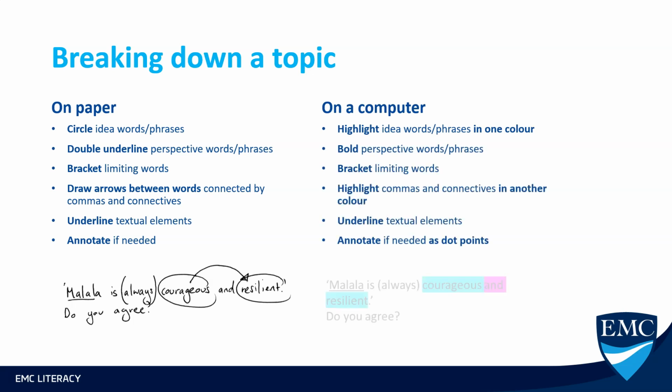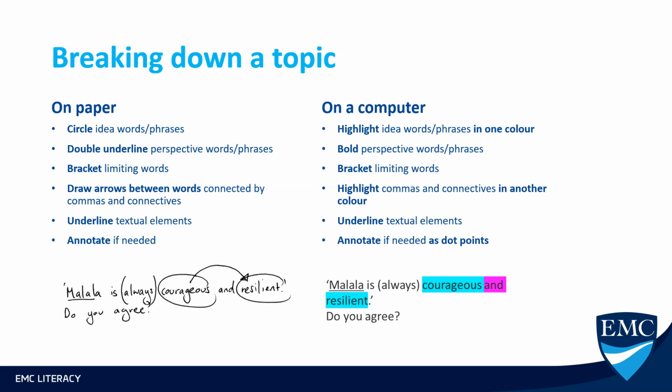If you're on a computer, we need to change some of the elements up a little bit. You can follow a similar process, but instead of circling, we're going to highlight ideas. Instead of double underlining, we're going to bold the perspectives. We're still going to add brackets around limiting words, but then we're going to use a second color to highlight commas and connectives. And then go back to just regular underlining for textual elements. Any annotation we do needs to be done as dot points underneath.